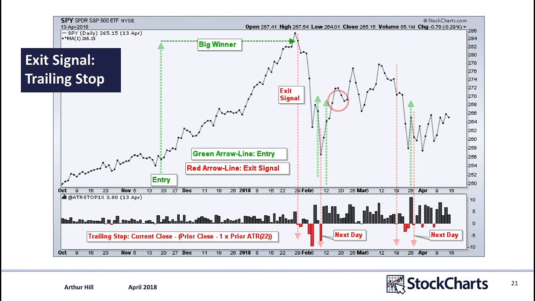So here's the same trailing stop that I just showed you. All right, and what we're going to do here is there's the big winning trade. All right, huge winner. And then you can see we got an entry there in February. We would have had an exit the very next day, whipsawed. We had another entry a couple days later, and we would have gotten an exit there on March 19th. So that would have been a winning trade. And we would have had another whipsaw here.